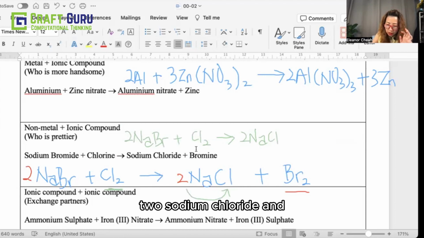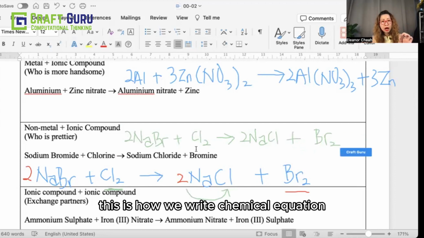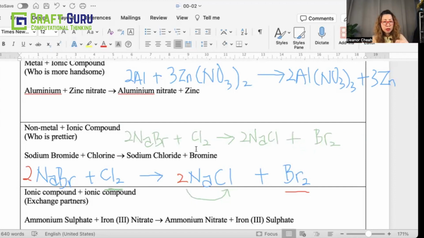Two sodium chloride and 1 bromine molecule. This is how we write chemical equation.